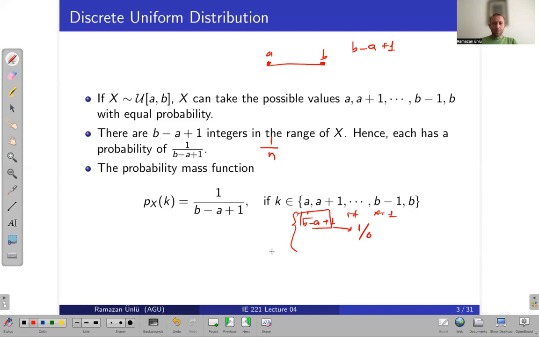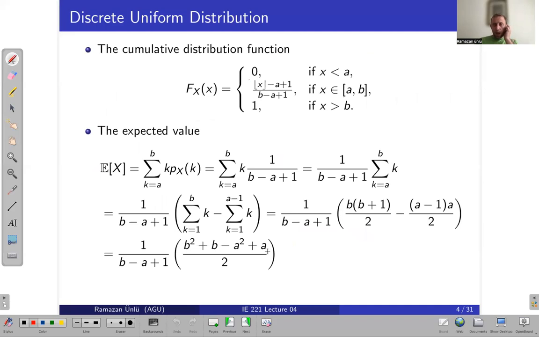So let me continue. But how can we calculate the cumulative distribution function, CDF? Okay. So I said that X can take the values between A and B, and those are included. So anything less than A will have 0 probability, right? That means X cannot take any values less than A. That's why the probability will be 0. And also, it cannot take values greater than B. So anything greater than B will be equal to 1 because the probability cannot be greater than 1.